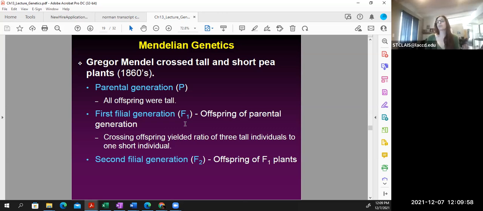Okay, now when the F1 generation was intercrossed, then there was a specific ratio that was observed. There were 3 tall individuals and 1 short individual. So we had these 3 tall individuals that were exhibiting the dominant trait, and then 1 short individual that in fact exhibited the recessive trait. Okay, then the F2 generation is the subsequent generation that follows when the F1 plants are crossed together.